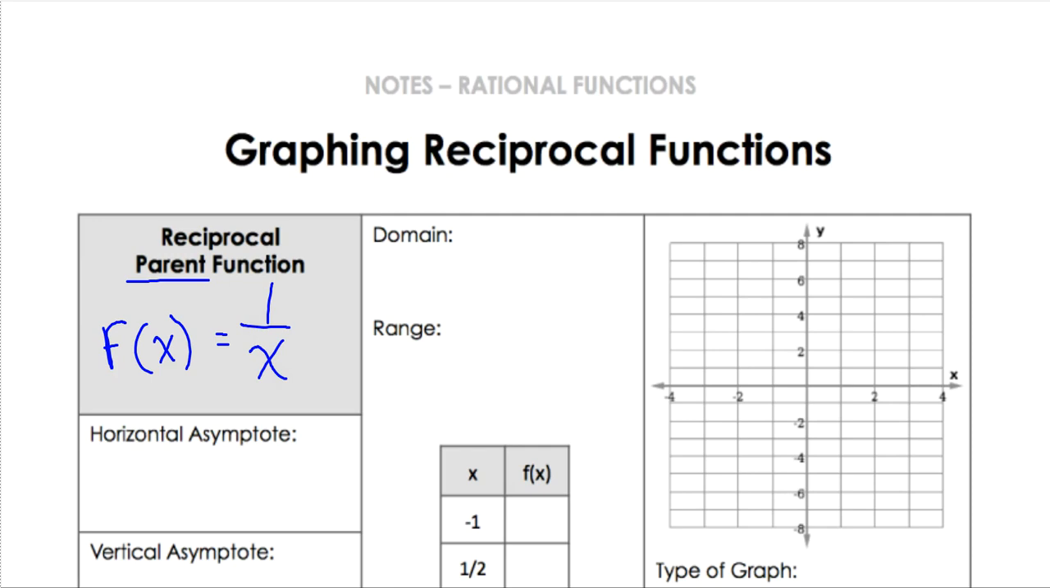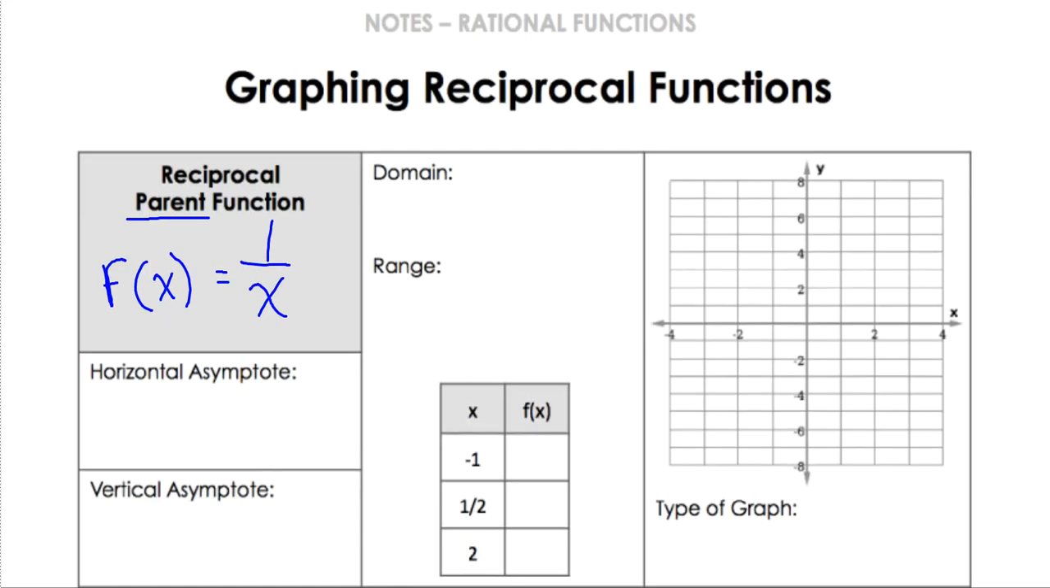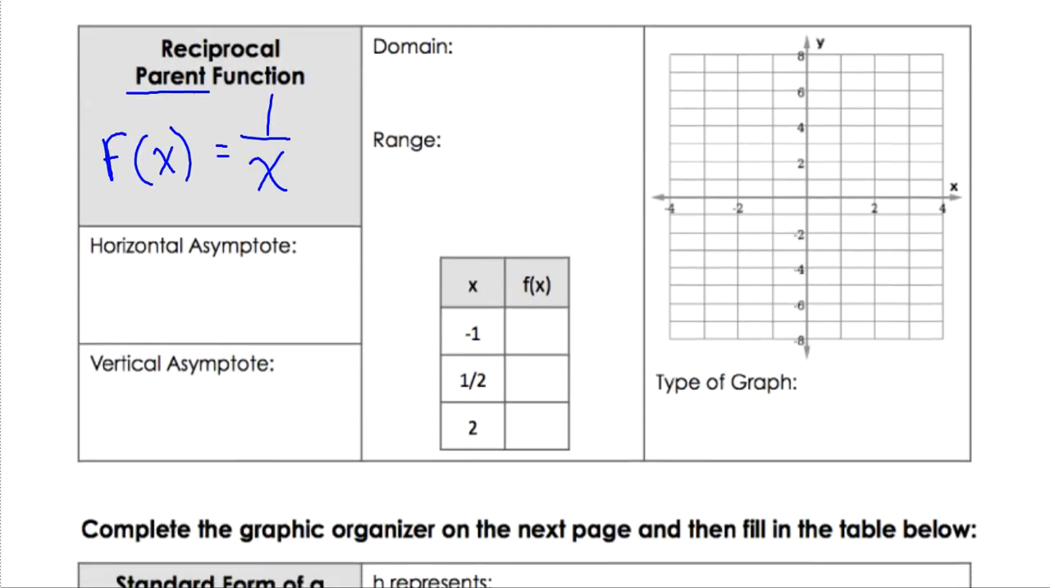Reciprocal fraction meaning the opposite fraction. So we're taking what used to just be x and now we're making it 1 over x. As we think about the function 1 over x, we have to start thinking about what values we can plug in and get out from it.